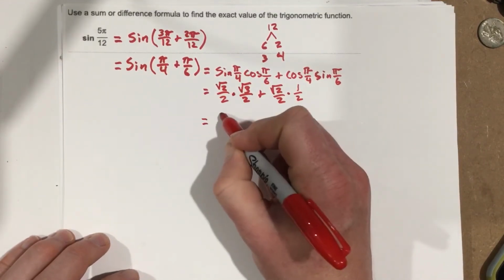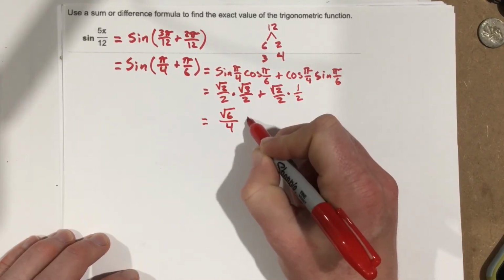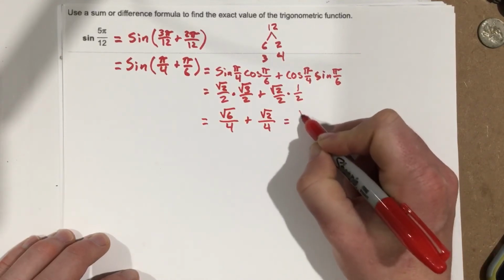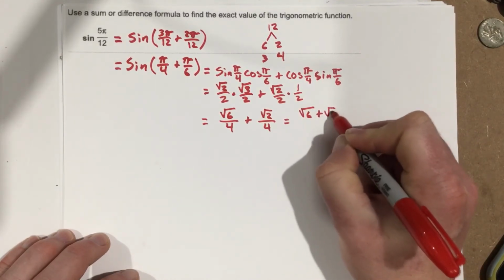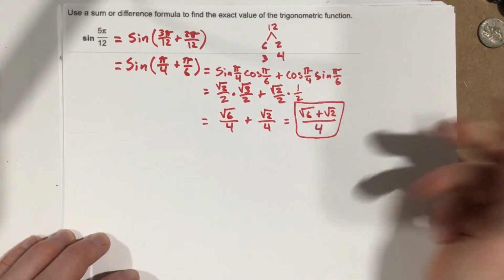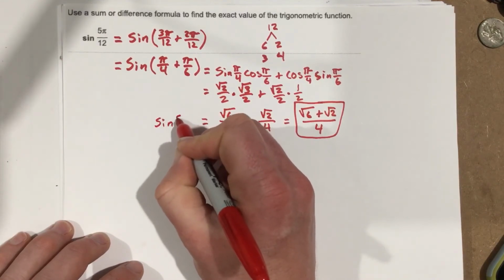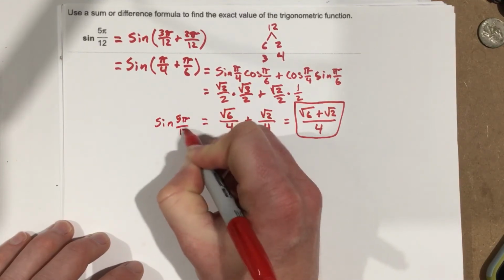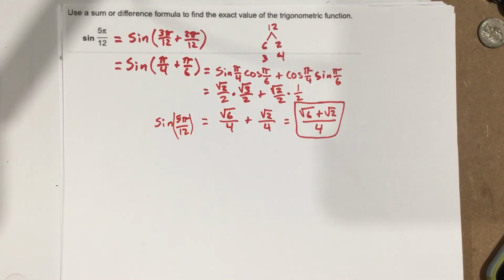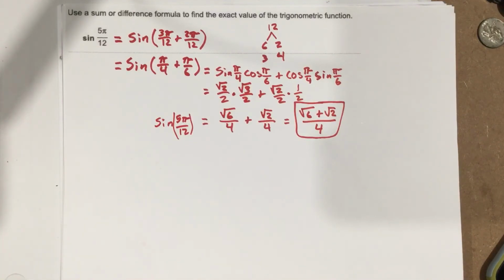So this is going to give us root 6 over 4 plus root 2 over 4, which is root 6 plus root 2 over 4. And that's the solution to the problem. So sine of 5 pi over 12 is equal to root 6 plus root 2 over 4. And we used the sum and difference formulas to figure this out.